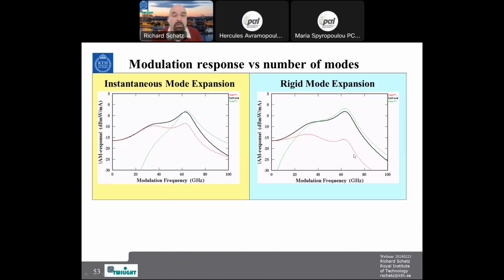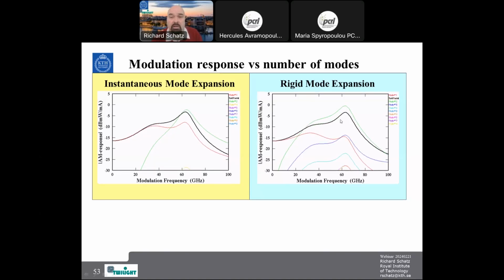But if you add modes, now with 2 modes, I can say that the instantaneous mode expansion has already converged here. In order for the rigid mode expansion to converge, you need to add more modes. You see, here there are many more modes contributing to the response than in this case, where only 2 modes are needed. But the total response becomes exactly the same when you go to the limit of many modes in the instantaneous mode expansion and rigid mode expansion. So the end result will be the same in both expansions, just that you need more modes to describe the field if you use rigid modes.